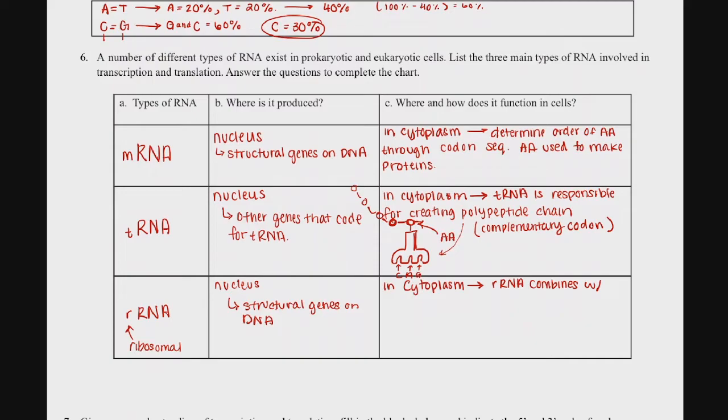Where was I? Combines with protein to form ribosomes.